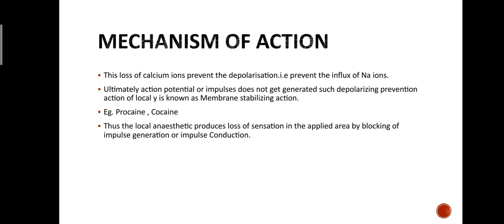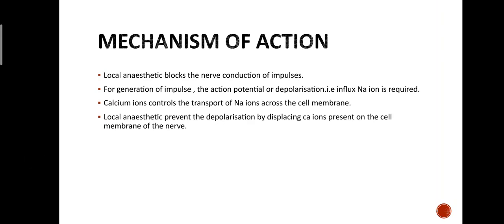Example, procaine and cocaine. Thus, the local anesthetics produce loss of sensation in the applied area by blocking impulse generation or impulse conduction. Let's see again what is the mechanism of action of local anesthetics.